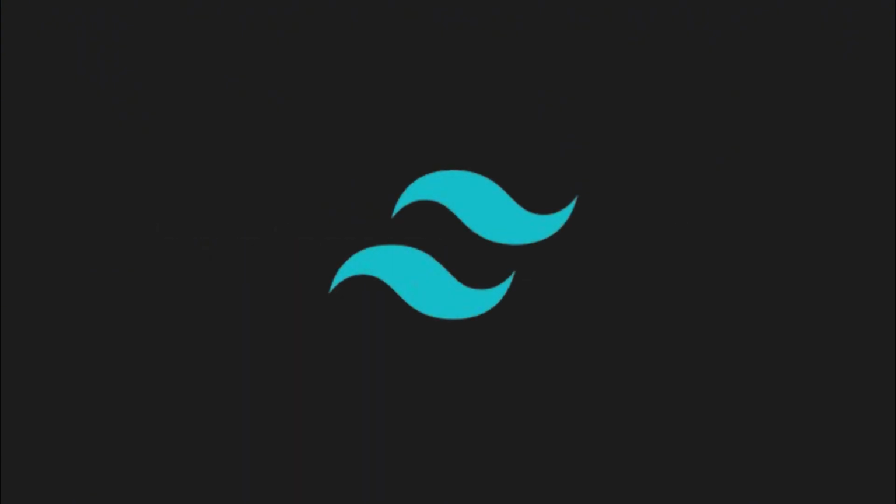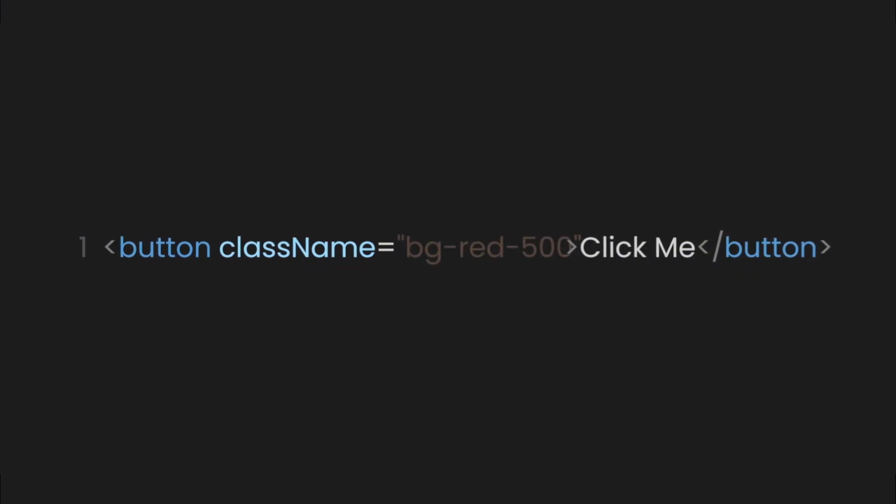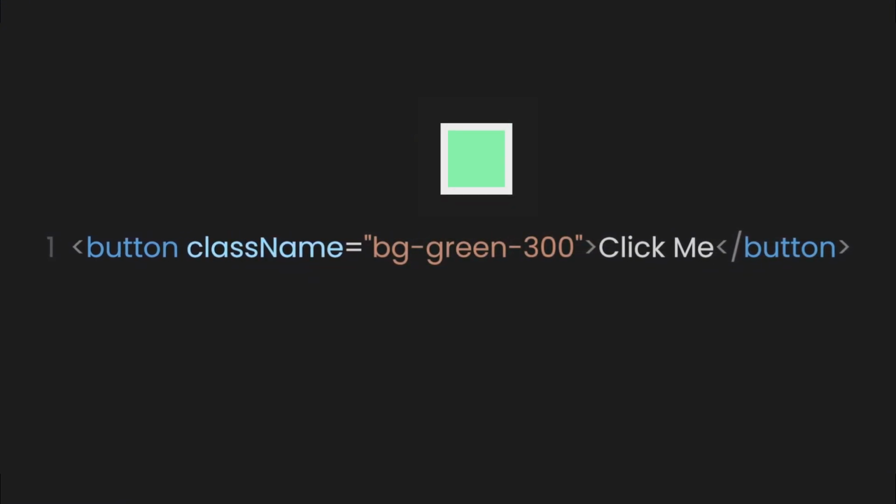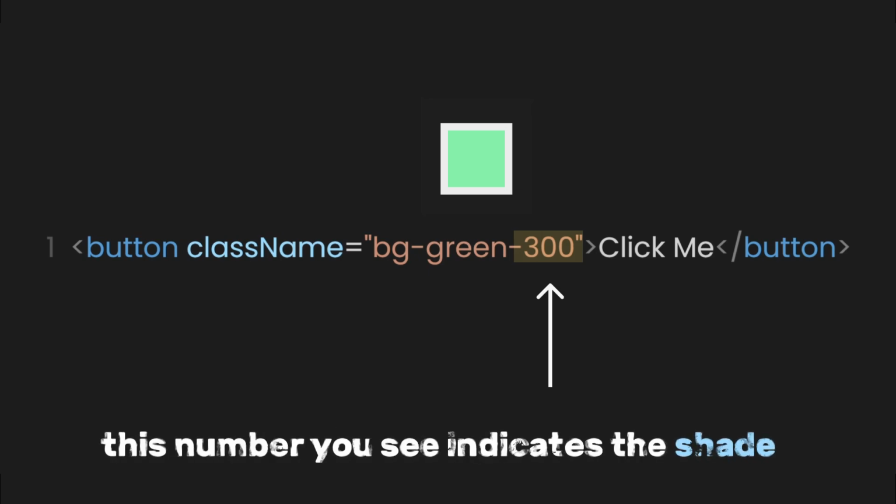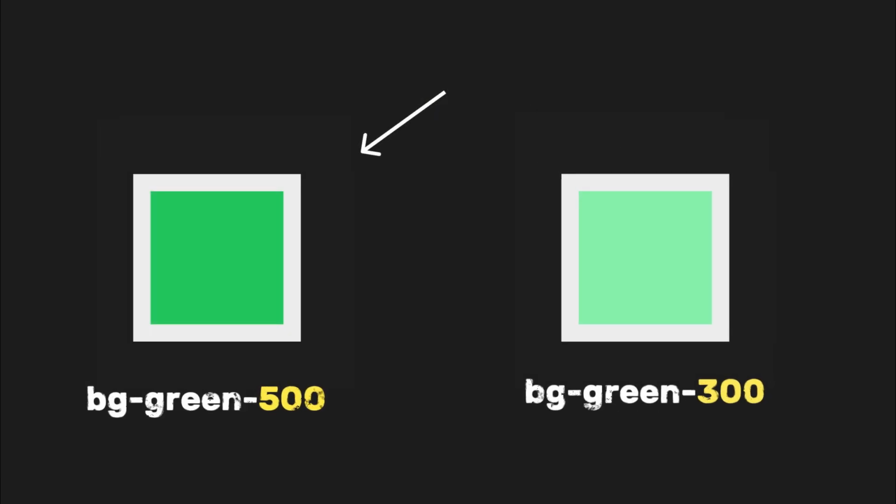Tailwind makes it incredibly simple to apply background colors. Instead of writing custom CSS, you can use classes like bg-red-500 for a red background, or bg-green-300 for a lighter green. But if you are wondering what this number means, the number you see indicates the shade, so 500 is darker than 300. But here's where it gets even cooler.